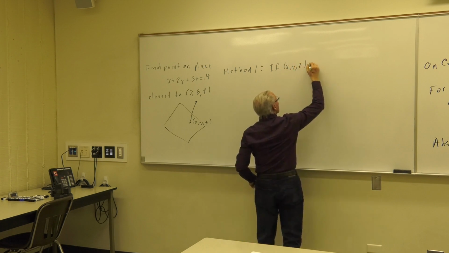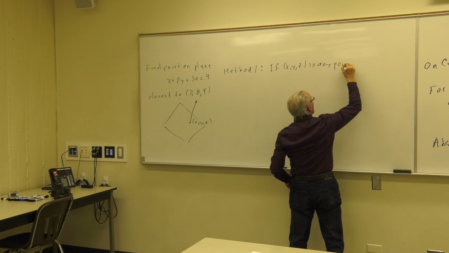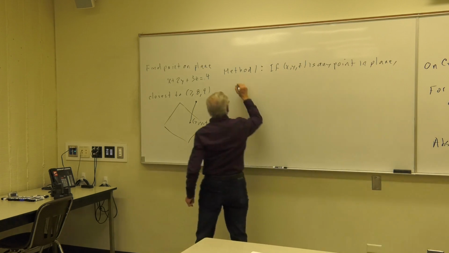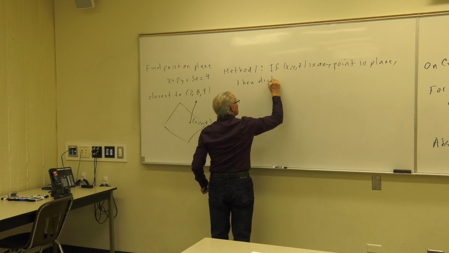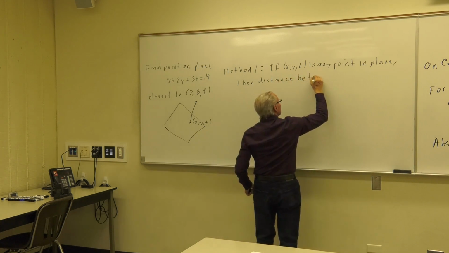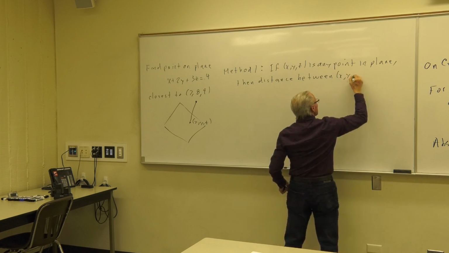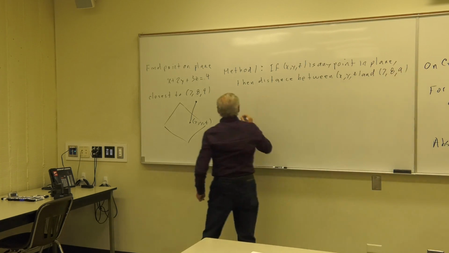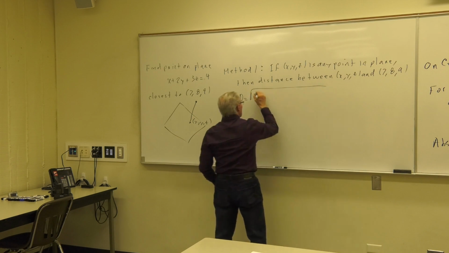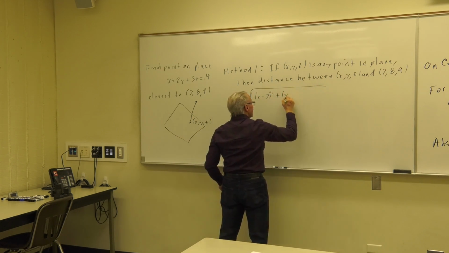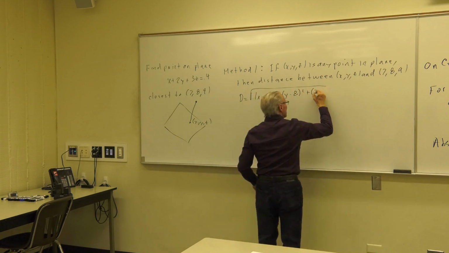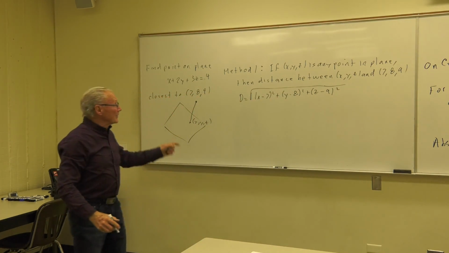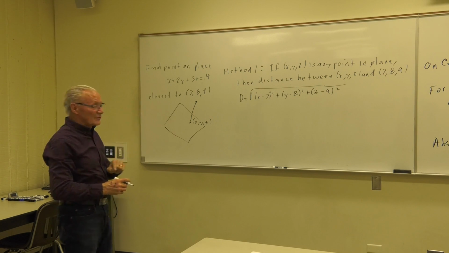So if x, y, z is any point in the plane, then the distance between that point x, y, z and the point 7, 8, 9 is given by d equals the square root of (x minus 7) squared plus (y minus 8) squared plus (z minus 9) squared. So what we're going to do is find the absolute minimum of this function.